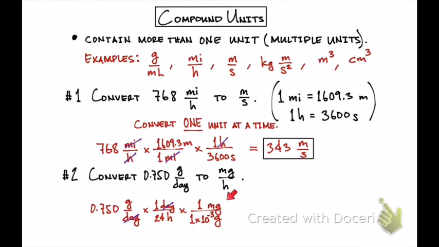or 1 times 10 to the negative 3 gram is equivalent to 1 milligram. Again, that milli is equivalent to 10 to the negative 3. And so grams would cancel out, and you're left with the unit that we want, which is milligrams. So now all you have to do is plug it into the calculator. And so 0.750 times 1 divided by 24 divided by 1 times 10 to the negative 3. And that gives us 31.3 milligrams per hour.